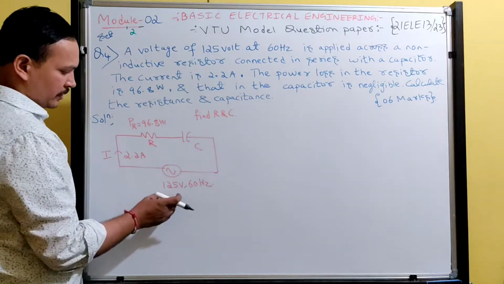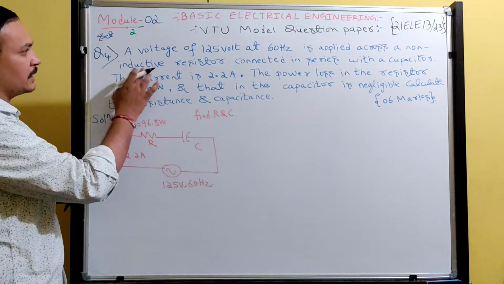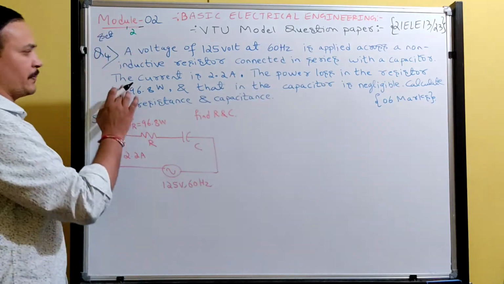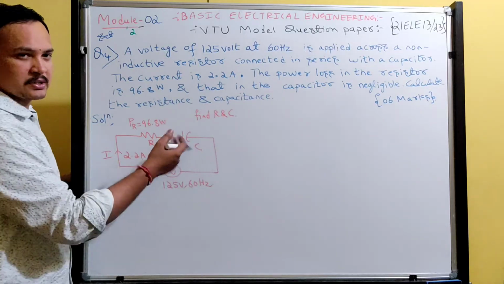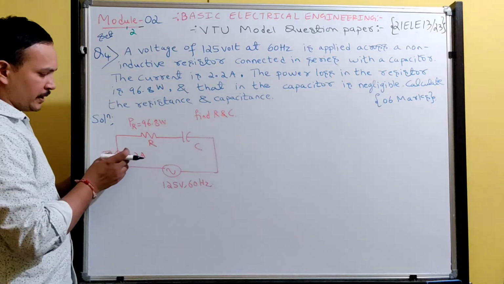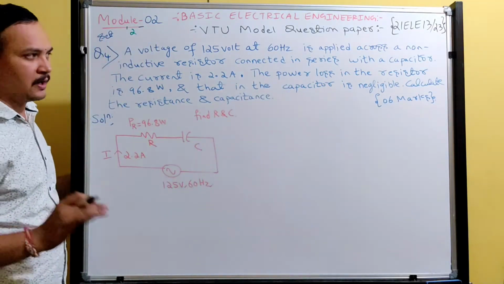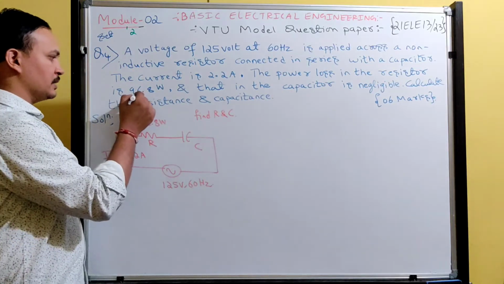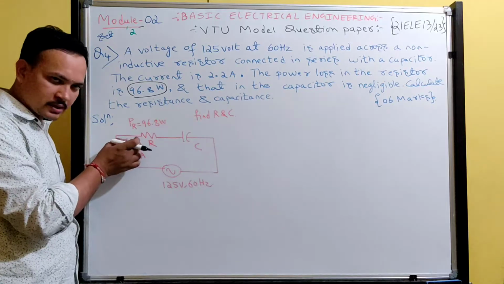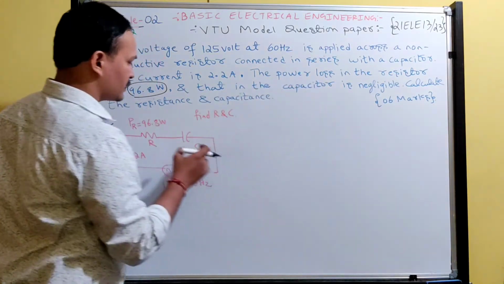A voltage of 125 volts, 60 Hz is applied across a non-inductive resistor, meaning a pure resistor, connected in series with some capacitor, and for that circuit a current of 2.2 amperes is passing. They have given some data: the power loss in the resistor is 96.8 watts, and that in the capacitor is negligible.